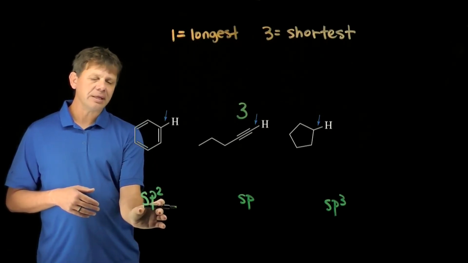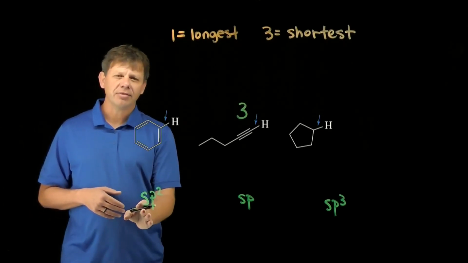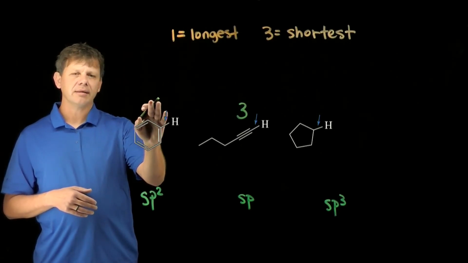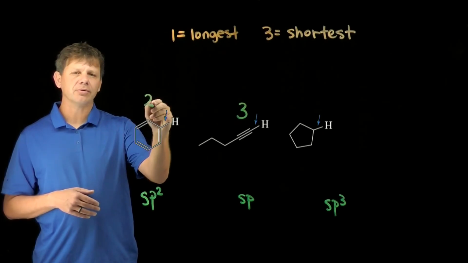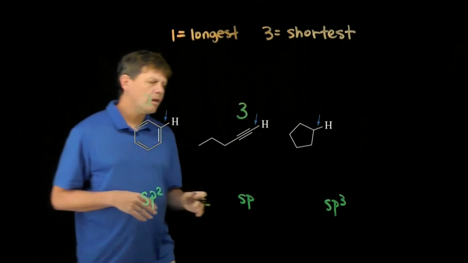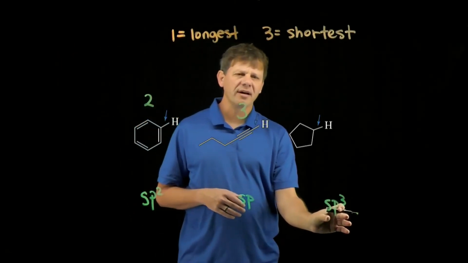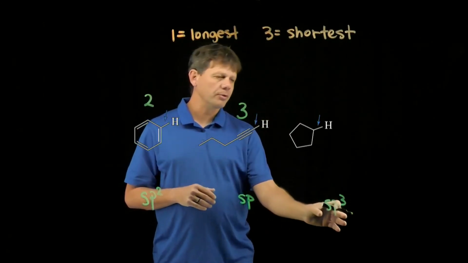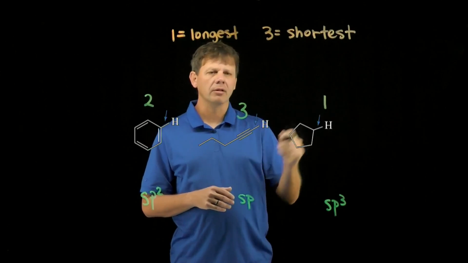Moving over, sp2 is going to have 33% s character in the bond, and so it's going to be the second shortest, or number 2. And then the longest bond, with only 25% s character, is going to be held farthest away from the nucleus. It will be the longest bond.